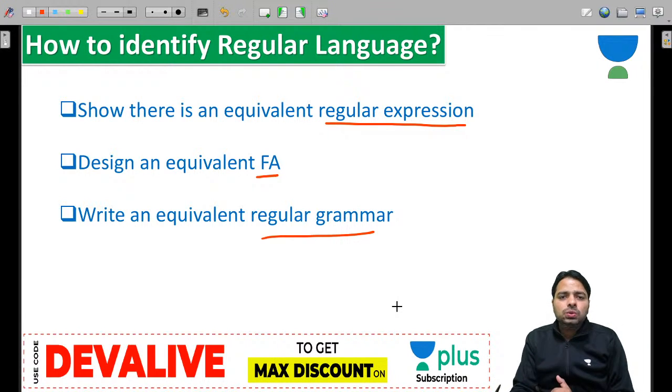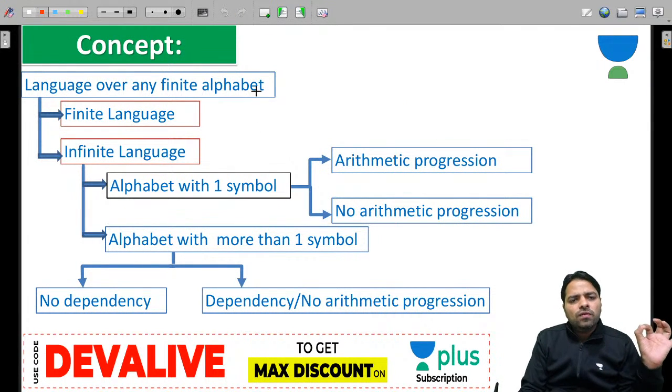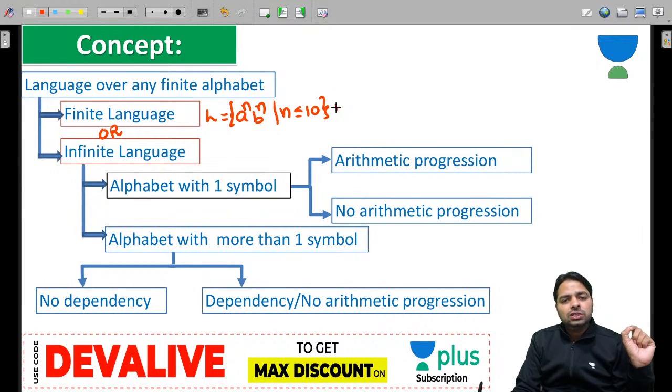So let's move on to how we actually conclude a language is regular. Now look at that. Any language over an alphabet should be either a finite language or an infinite language. Yes or no? If it is a finite language, you might be seeing L equal to a power n b power n, where n is less than or equal to 10. Is this a finite language or not? Every finite language is going to be a regular language.